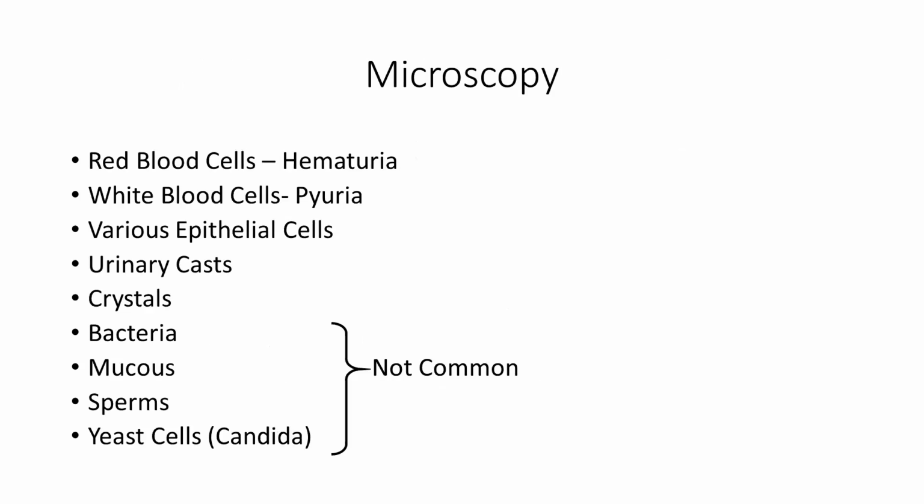Now, in microscopy, what do you identify? Red blood cells, usually a feature of hematuria, white blood cells of pyuria, various forms of epithelial cells, urinary casts, crystals, bacteria, mucus, sperms, and yeast cells, which is due to Candida infection. Now, bacteria, mucus, sperms, and yeast cells are not usually seen in urine which is freshly passed. But even if you find sperms in the urine, it is better not to report because of ethical reasons.